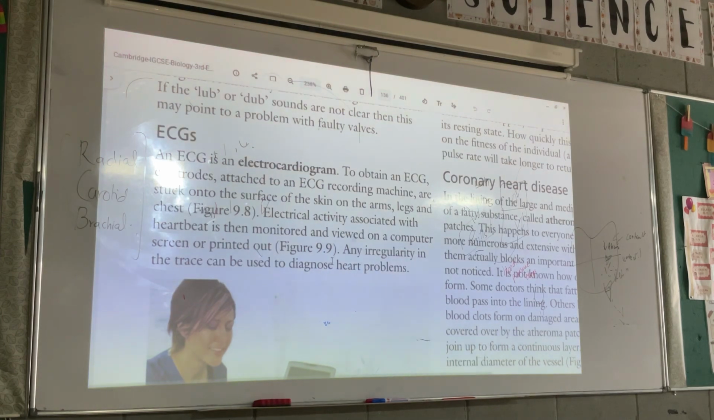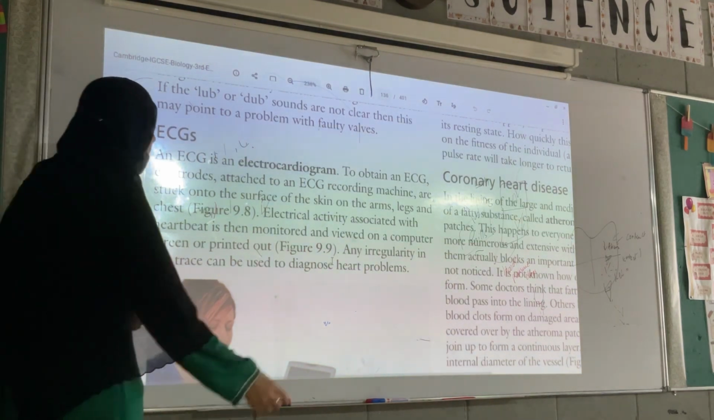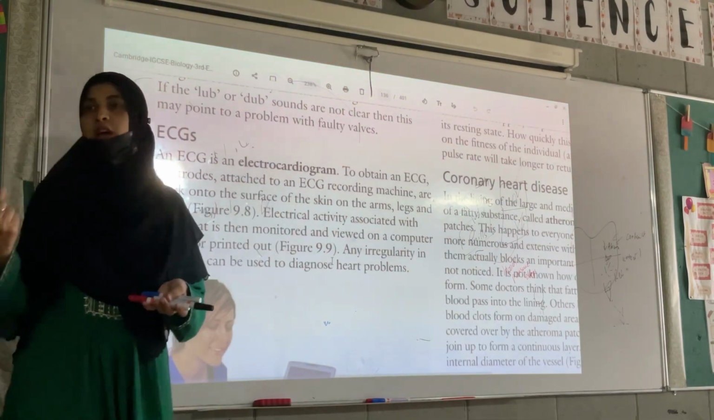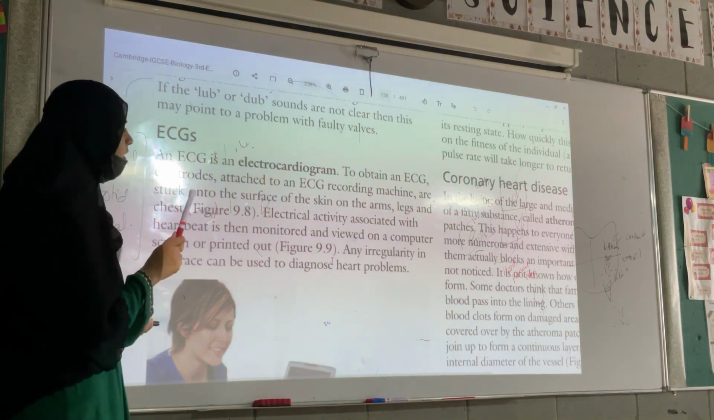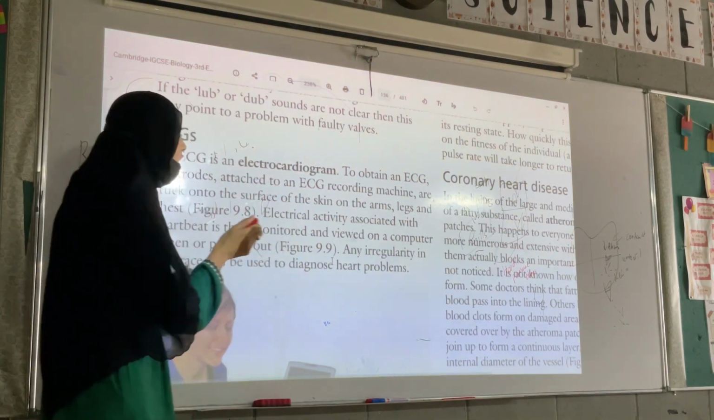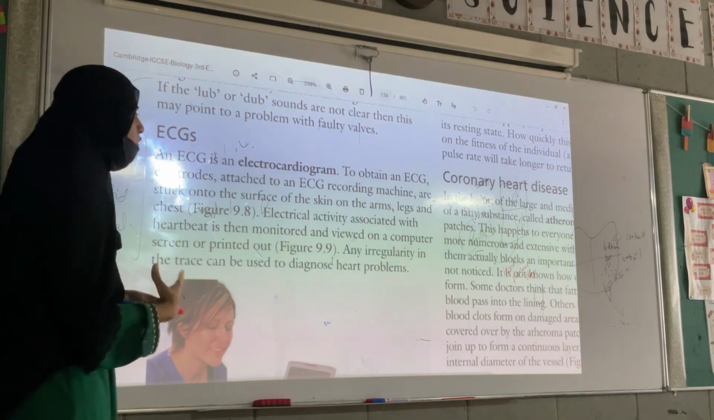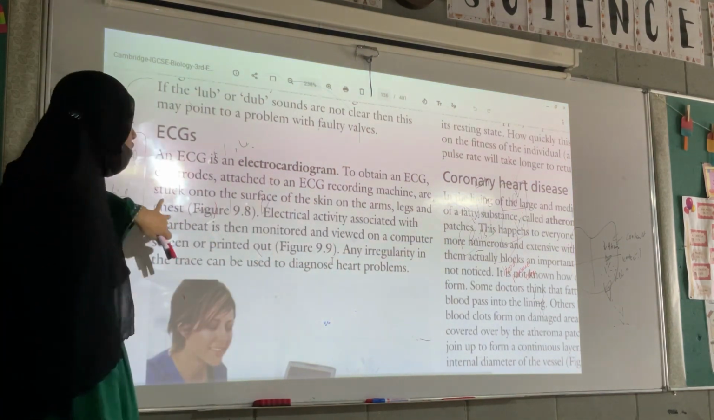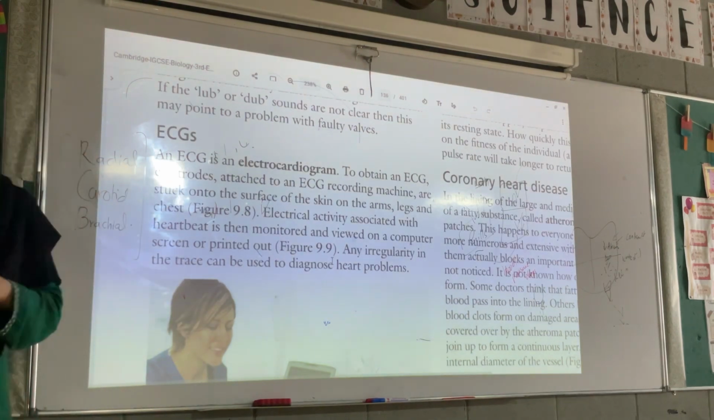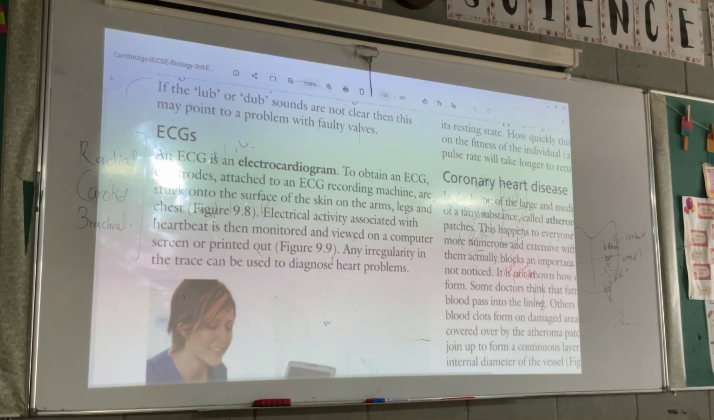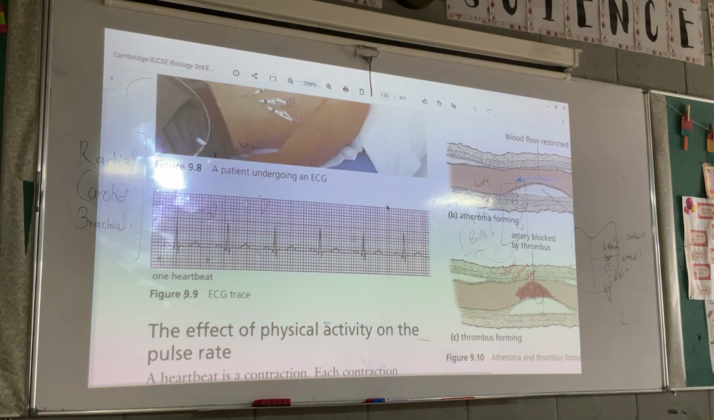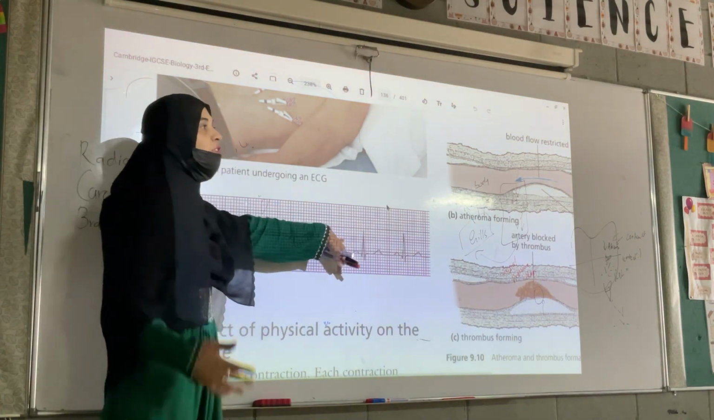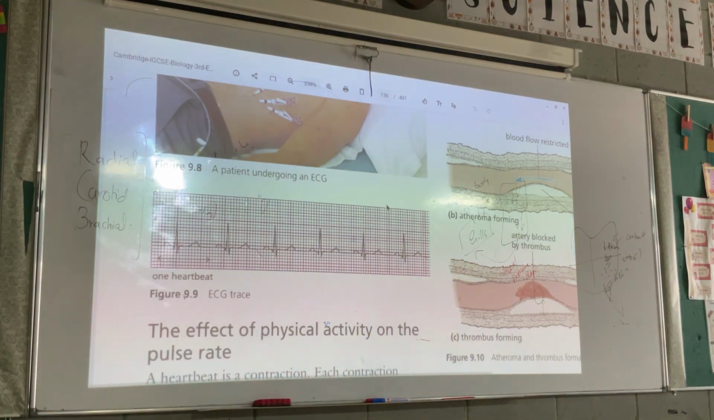ECG stands for electrocardiogram. Cardio is from heart, right? Heart specialists are called cardiologists. To obtain an ECG, electrodes are attached to the ECG recording machine and stuck to the surface of the skin, usually on the arms, legs and chest. Then the computer is used to generate the rhythm of the heart sound, like this, right? The doctors will study it, and from that they can identify if someone has any irregular heart problem or anything, right? Is this clear?